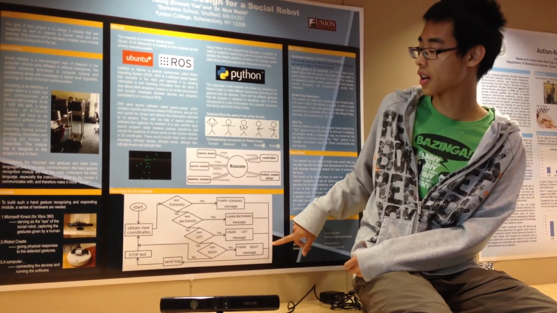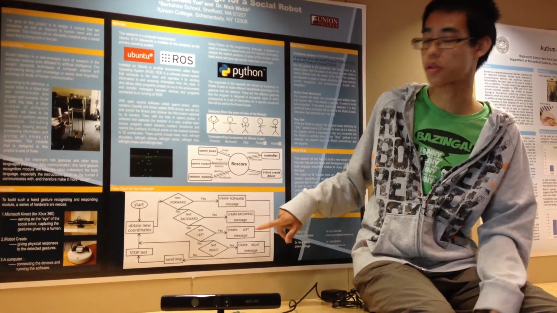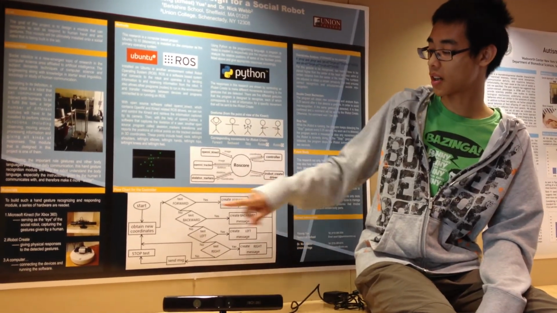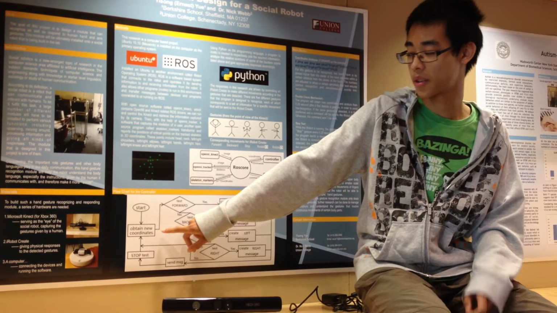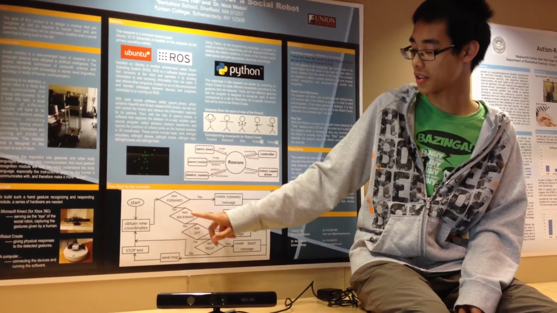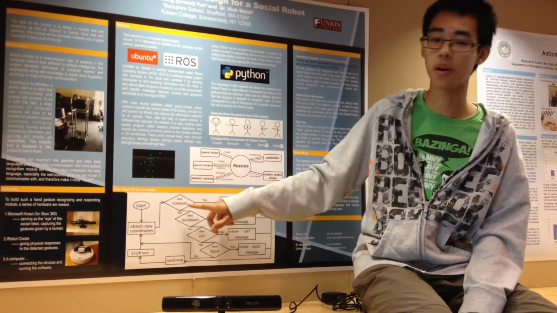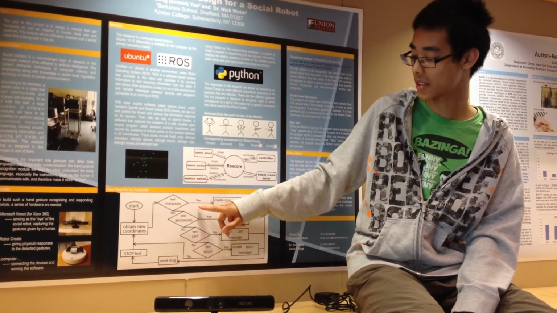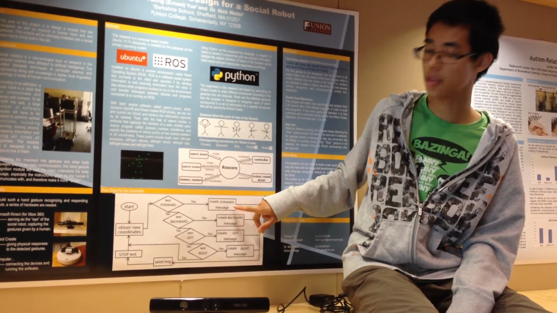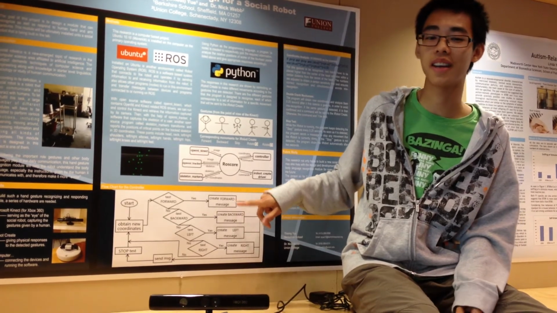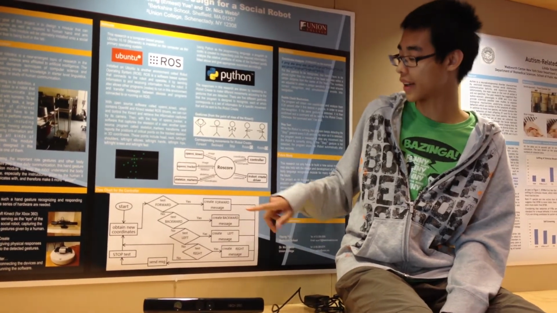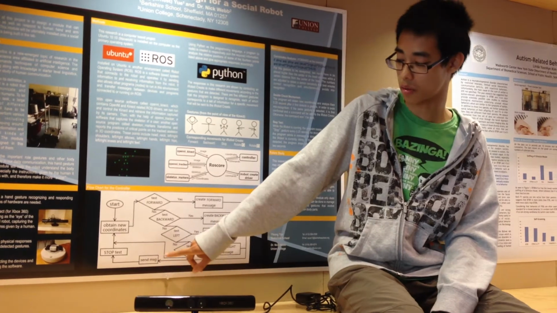Here's the flowchart of how the controller part actually works. It starts from obtaining new coordinates, and then you run all these tests to test for each of these 4 gestures. Once any of them is detected, it creates a message which defines the angular and linear velocity for the robot, and then it sends the message to the robot.